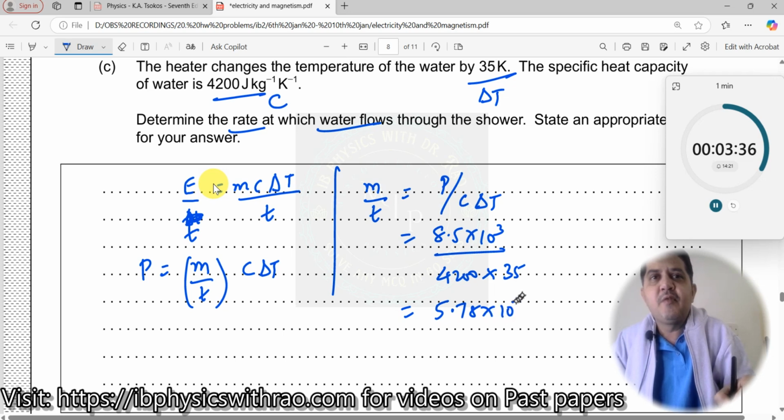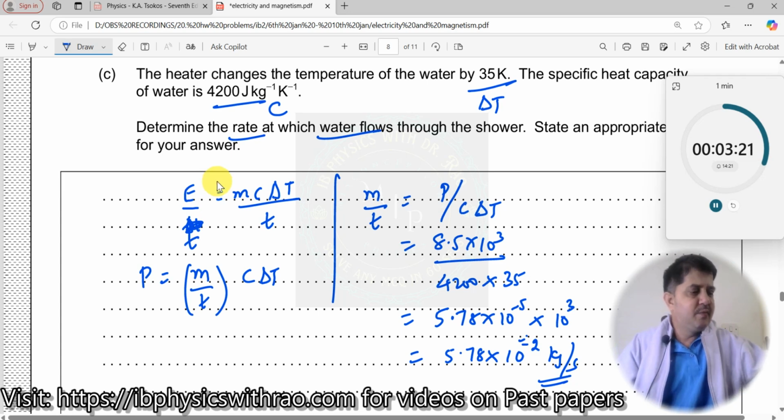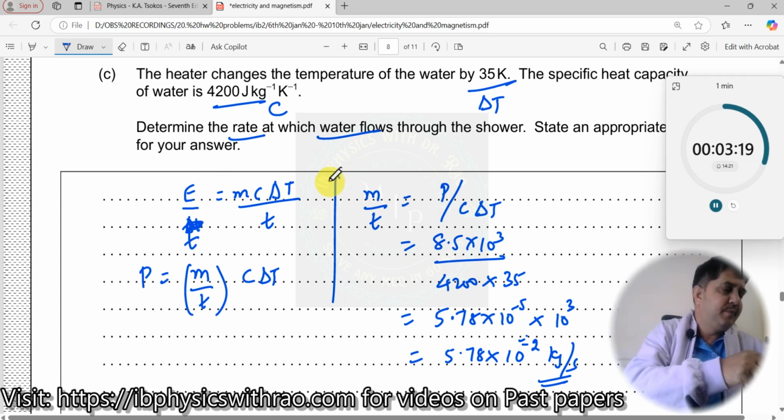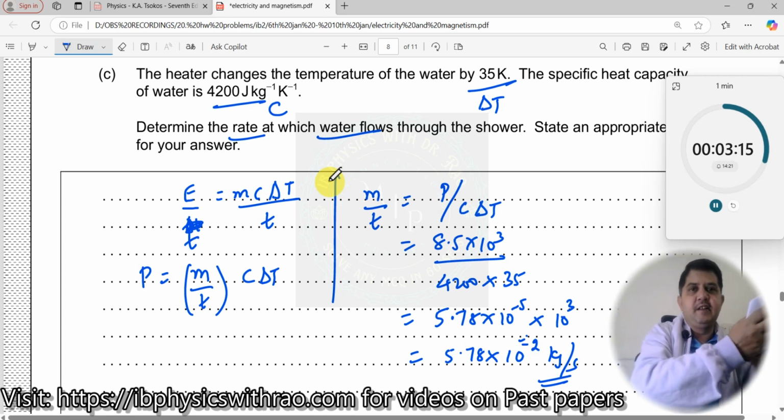5.78 into 10 to the power of minus 5 multiplied by, see, I left this 10 cube. I write this 10 cube over here, which should be 5.78 into 10 to the power of minus 2. What is the unit? Kg per second, right? Let me check my answers over here. See whether we are doing it correctly. Yes, we are getting the same answer.